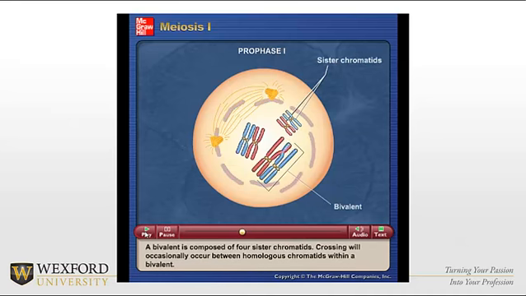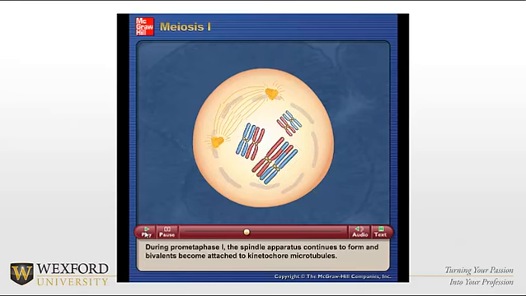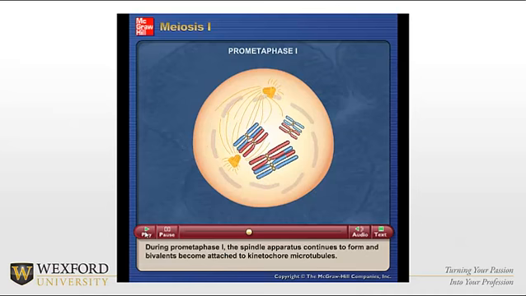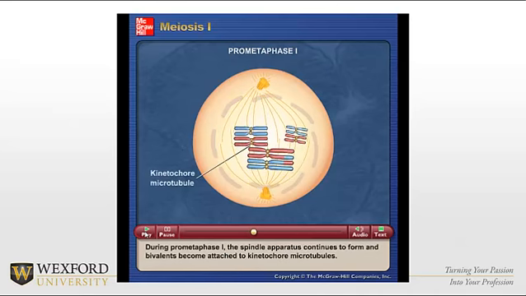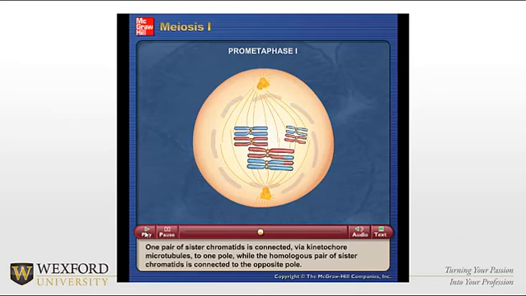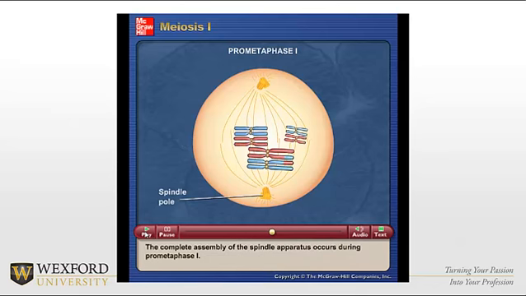A bivalent is composed of 4 sister chromatids. Crossing over will occasionally occur between homologous chromatids within a bivalent. During prometaphase 1, the spindle apparatus continues to form, and bivalents become attached to kinetochore microtubules. One pair of sister chromatids is connected via kinetochore microtubules to one pole, while the homologous pair of sister chromatids is connected to the opposite pole. The complete assembly of the spindle apparatus occurs during prometaphase 1.